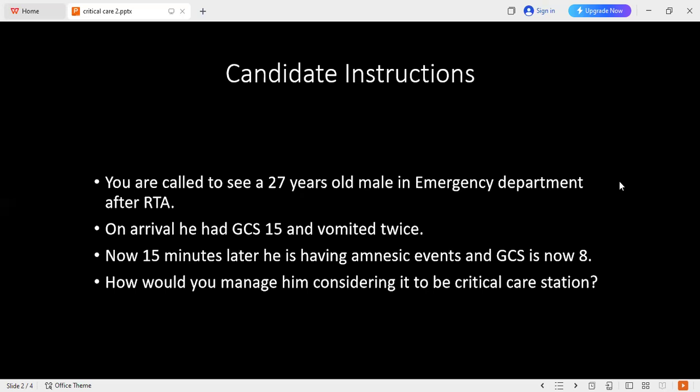What is the criteria for doing a CT scan for head injury? Glasgow coma scale dropped in the first 2 hours, vomiting, and signs of increased cranial pressure like seizure or amnesia.